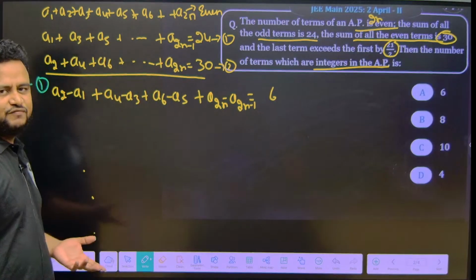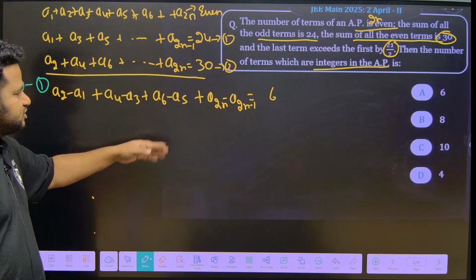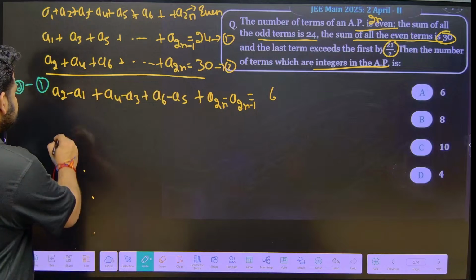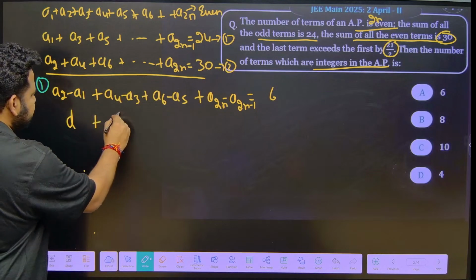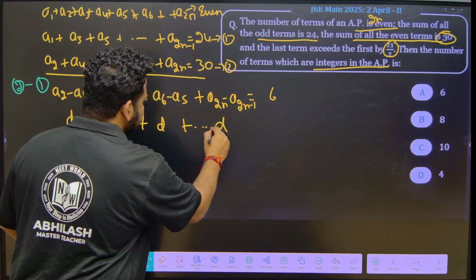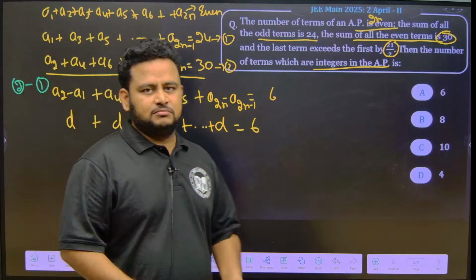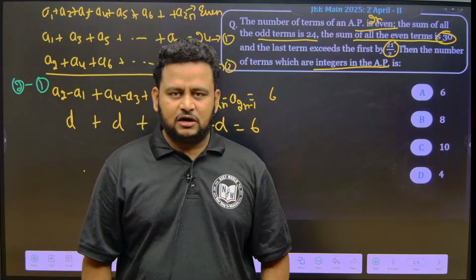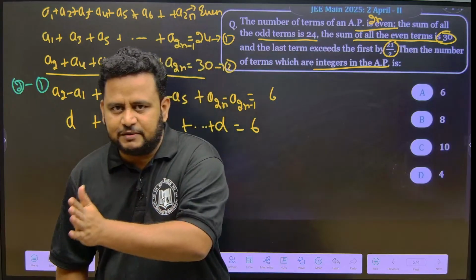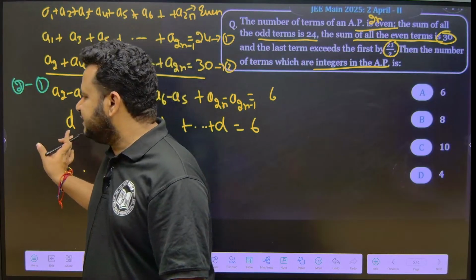By the definition of AP, second term minus first term, fourth term minus third term, sixth term minus fifth term is nothing but the common difference, correct? So this is d, this is also d, this is also d, and the sum is equal to 6. If there are 2n terms, out of that definitely n terms will be odd and n terms will be even. If I combine this and I have written d plus d plus d, then how many d's are there, friends?